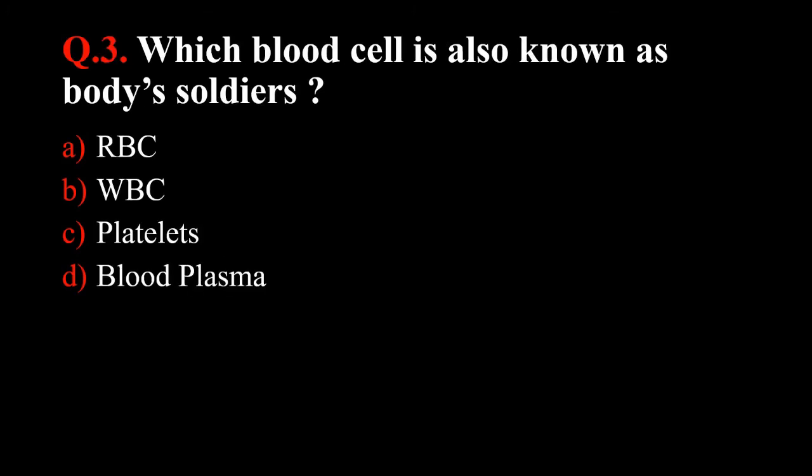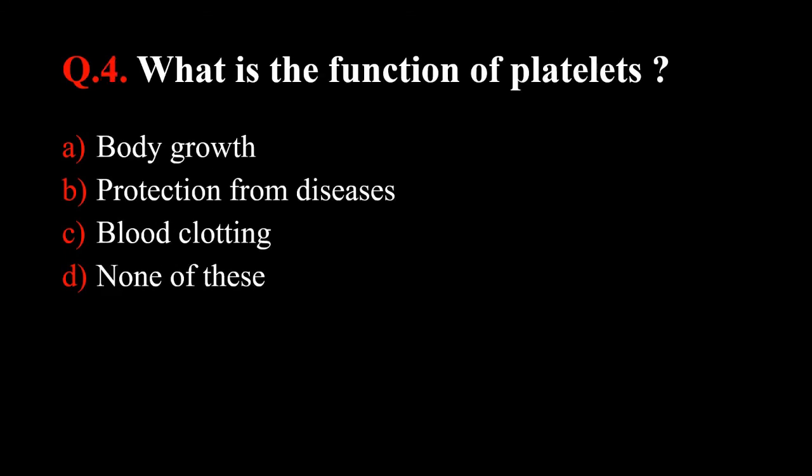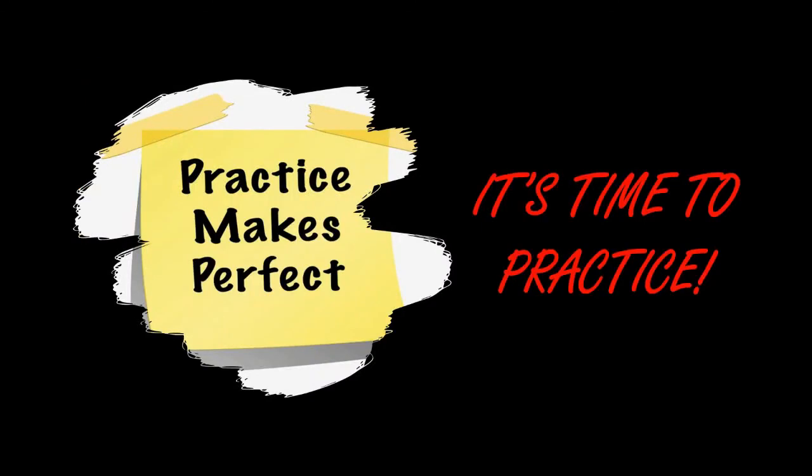Question 3. Which blood cell is also known as the body's soldiers? Option A. RBC, B. WBC, C. platelets, and D. blood plasma. And the right answer is B, WBC. Question 4. What is the function of platelets? Option A. Body growth, B. Protection from diseases, C. Blood clotting, and D. None of these. And the right answer is C, blood clotting.